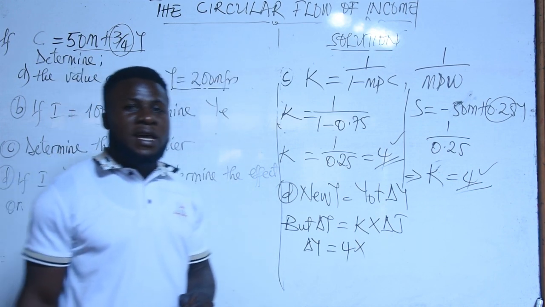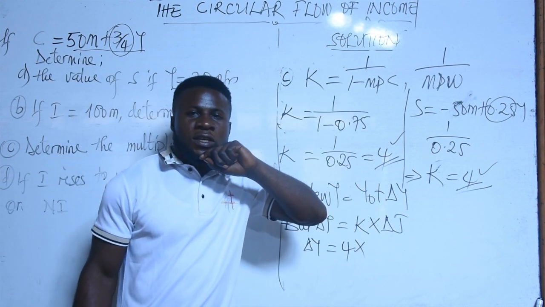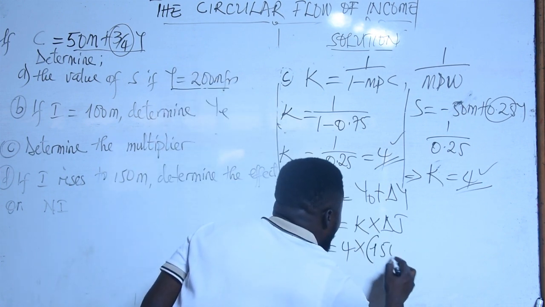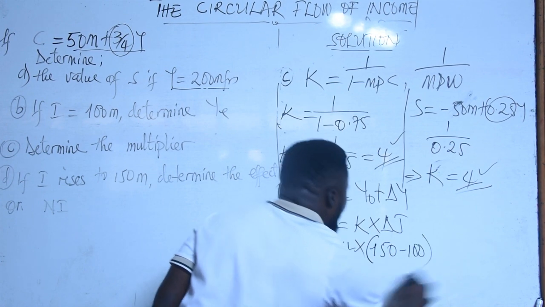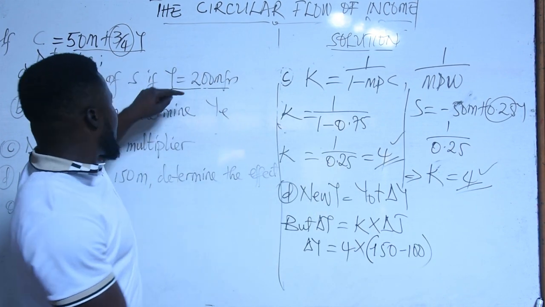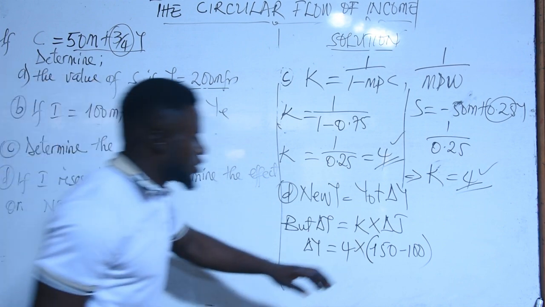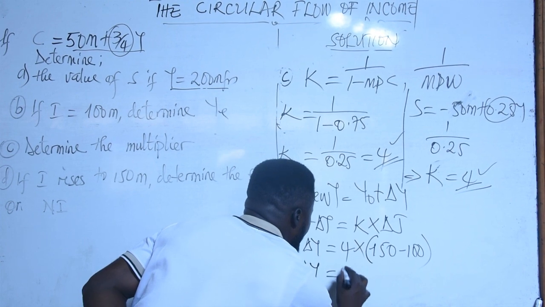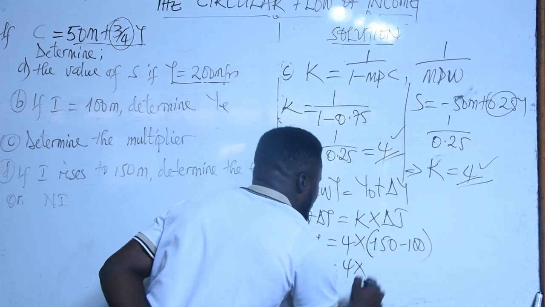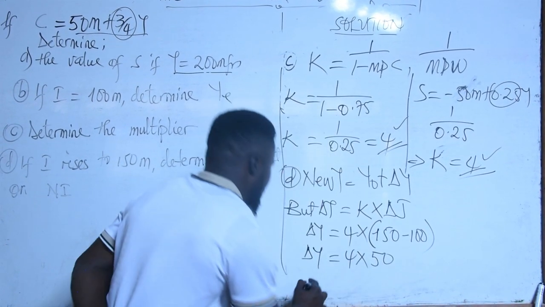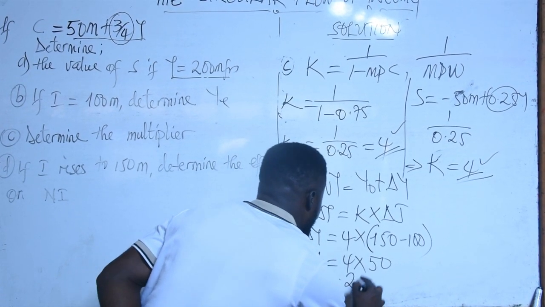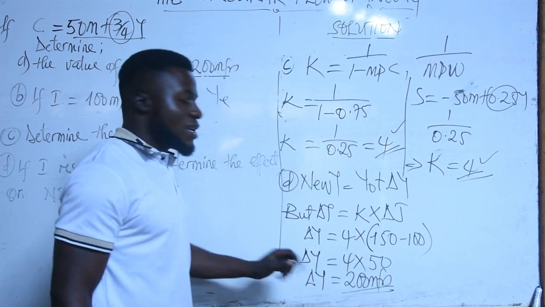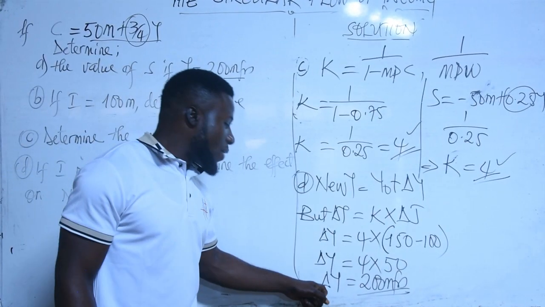They said investment has changed to 150. So it has changed. That is, we take 150 minus 100 where it was before. It was at 100 before, and then it has changed to 150 as the question states. So we take change in income is equal to 4 times (150 minus 100), which is 50. So change in income is equal to 200 million francs. That is our change in income. That is by how much our income has changed.